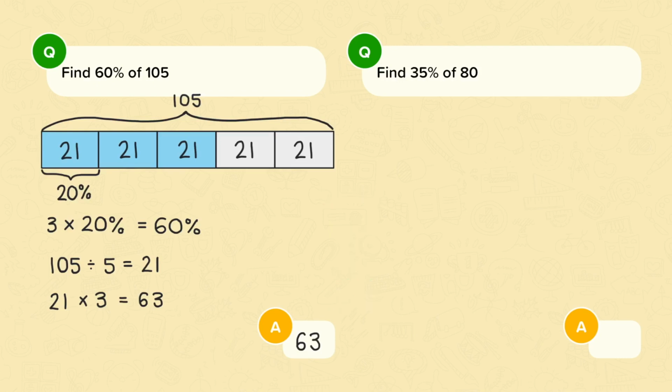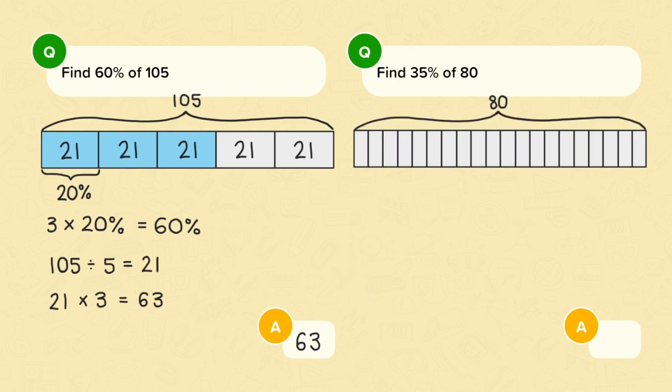You should have drawn your bar model like this. Dividing 100% by 20 gives you 5%, so each section is worth 5%. To find 35%, we need to find the value of 7 of these sections, because 7 times 5% equals 35%.